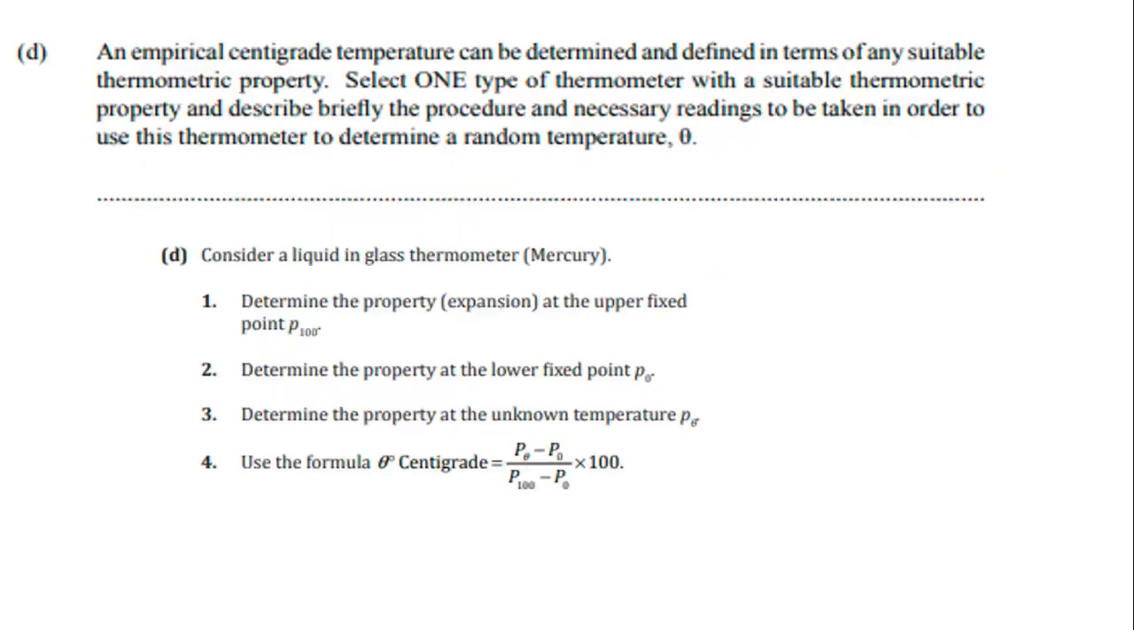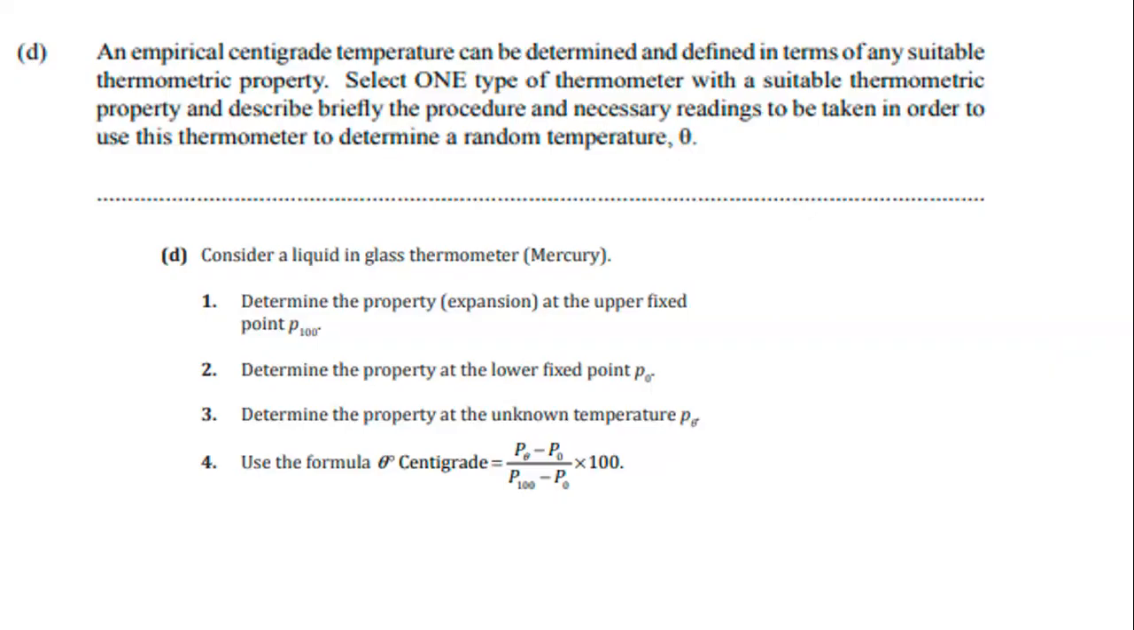Okay, now it continues and tells us that an empirical centigrade temperature can be determined and defined in terms of any suitable thermometric properties. So this is like another way in which we can calibrate temperatures, right? Now it says select one type of thermometer with suitable thermometric properties. And we said thermometric properties are those that change with increases in temperature, and describe briefly the procedure and the necessary readings that you would take in order to use this thermometer to measure the temperature of a random temperature per se.